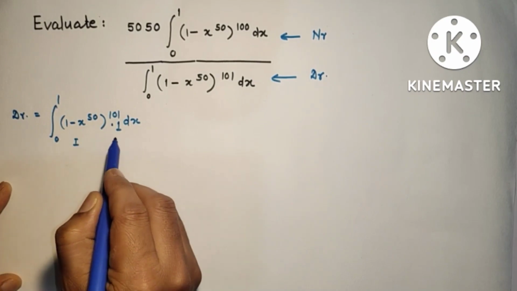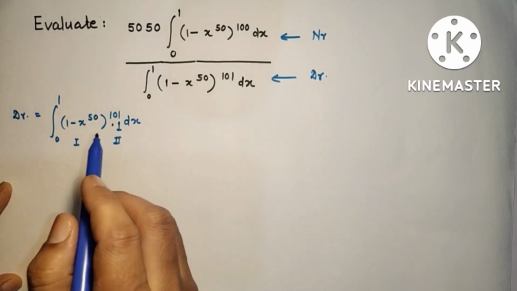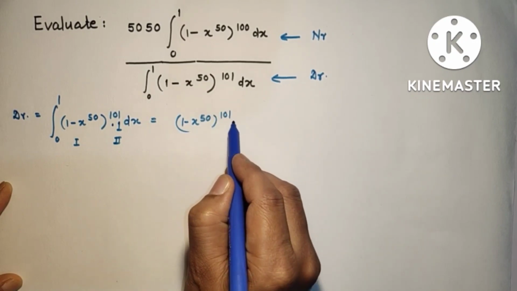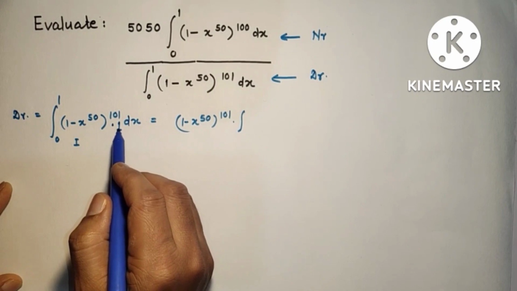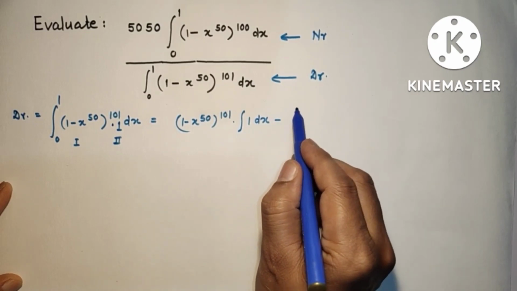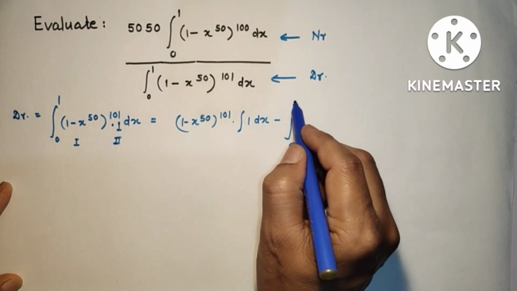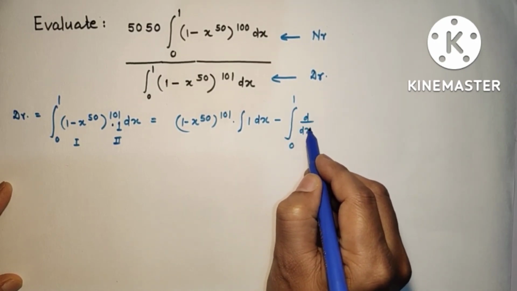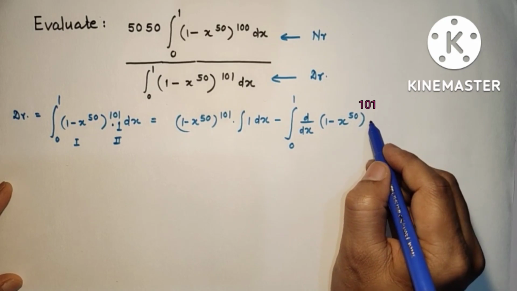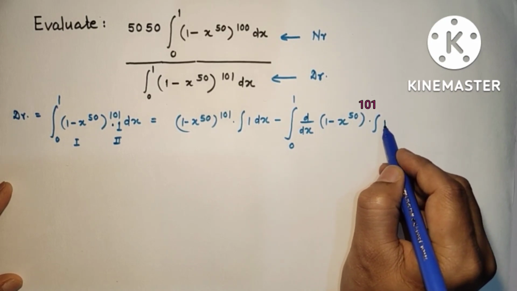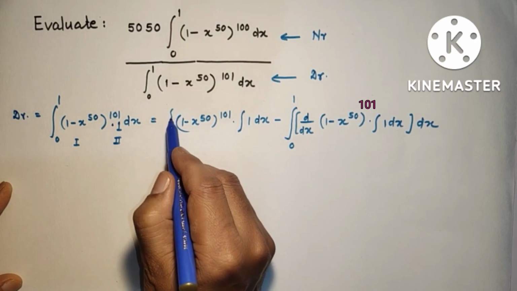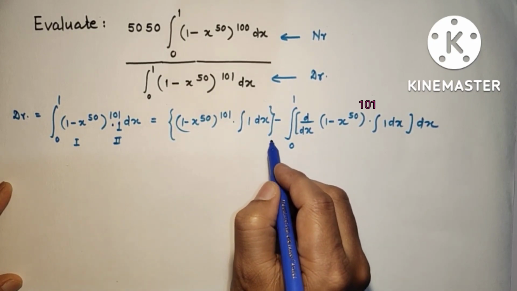So this is first function and this is second function. Using integration by parts, we will get first function into integral of second function, second function is 1, minus under the sign of integration, differential coefficient of first function into integral of second function. And this thing is from 0 to 1.